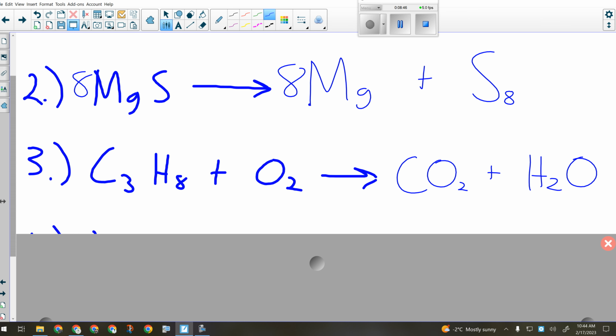Balance. Okay, do I need the rule of 2 for this one? No, 3's an odd number. Okay, so I'm going to put a 3 here. What do I need to put in front of the hydrogen over here? A 4, yeah. Okay, so that gives me 4 oxygens plus 6 more is 10. 5 times 2 is 10.